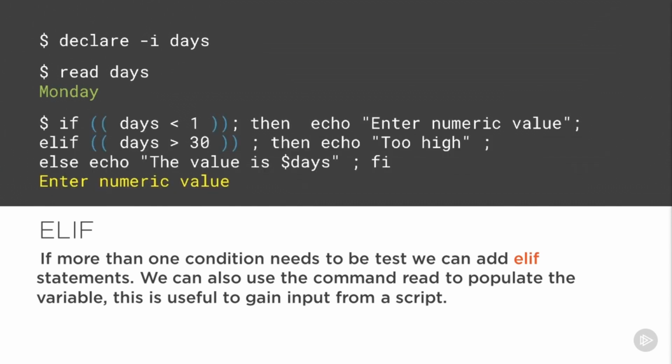We can then go through and start running our tests. And here we've just separated our tests out. So if days is less than 1, we've got enter a numeric value. If days are greater than 30, echoing out that the value is too high. Else echo the value is $days. So we can then go through and echo out it is 25 or it is 30, whatever value we've put in. But obviously putting in a value of Monday, we're getting the response enter a numeric value.